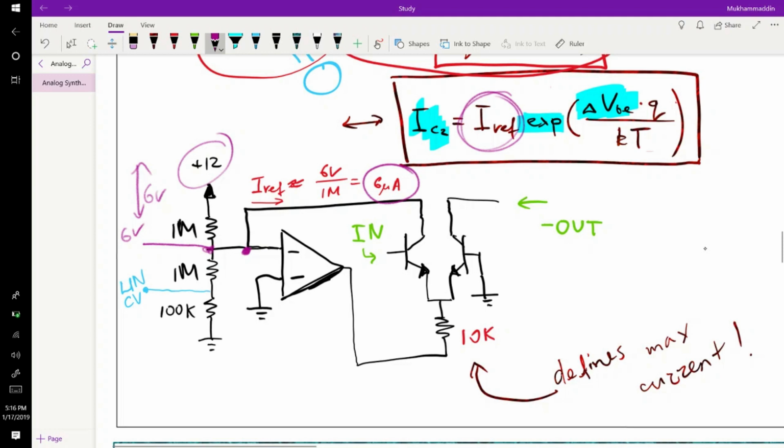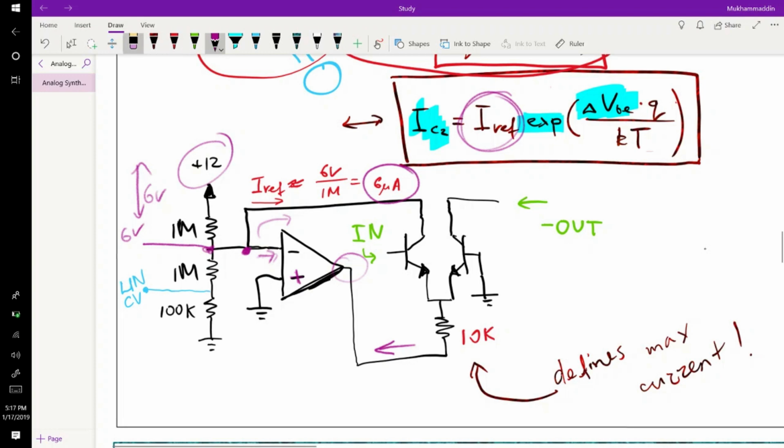Now, what happens next? You set your reference current. Now remember that the output of the op amp will be doing everything to keep that current constant, because current can't go into the op amp through the inverting terminal, so it has to go through here. So the op amp will be trying to sustain that, and in this case it will be doing that by sinking current. How exactly does it do that?